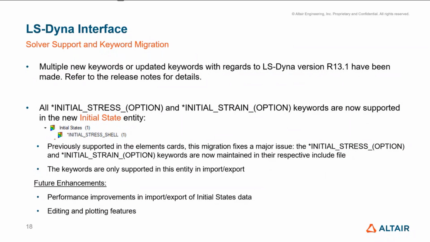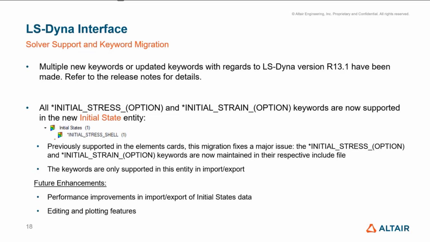We have made keyword migration to a new entity. So the initial stress option, so initial stress shell and solid and T-shell and beam, as well as initial strain for the same elements, have now been migrated to the new initial state entity.